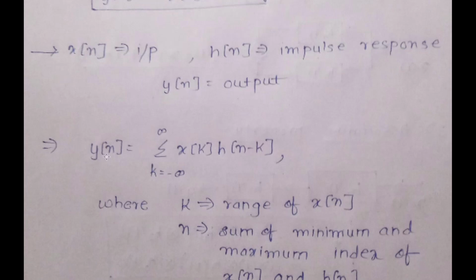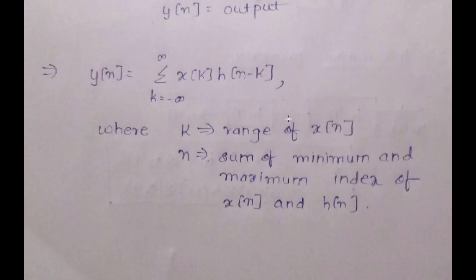So the convolution property says y of n is the summation, k from minus infinity to infinity, of x of k into h of n minus k. I hope I am very clear to you. My y of n, which is the output discrete signal, is equal to the summation of x of k into h of n minus k, where k goes from minus infinity to infinity.